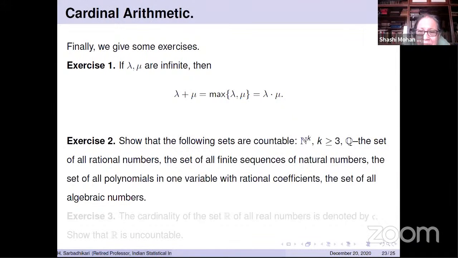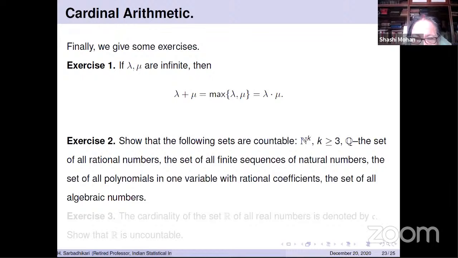Set of all finite. Do you understand? All finite, like all m-tuples of natural numbers, m varying over all positive integers. All natural numbers, all doubletons of natural numbers, all two-tuples, all three-tuples, and so on. That is all finite sequences of natural numbers.